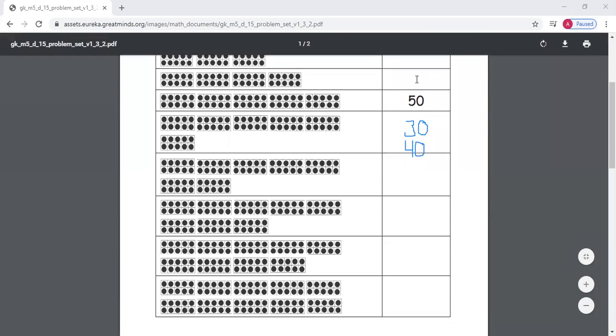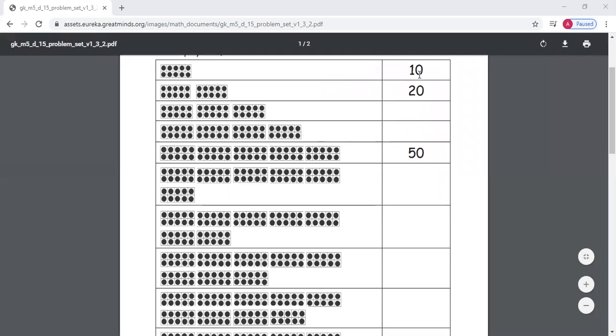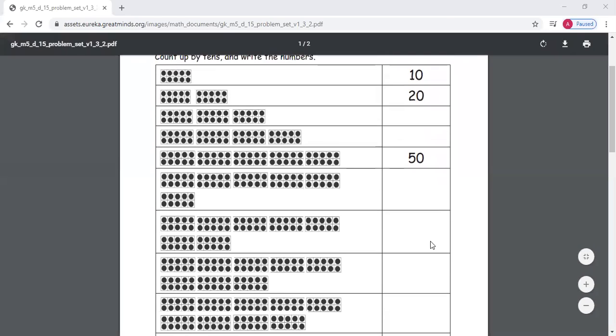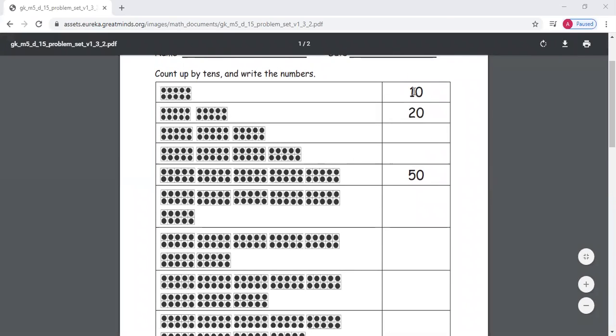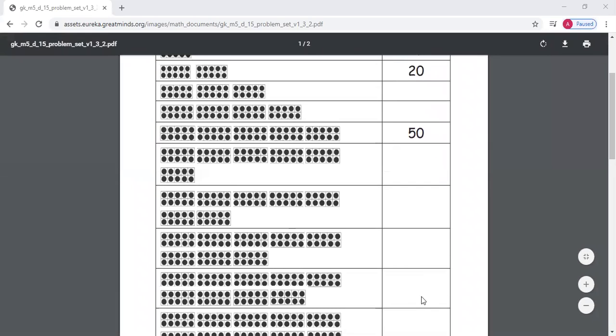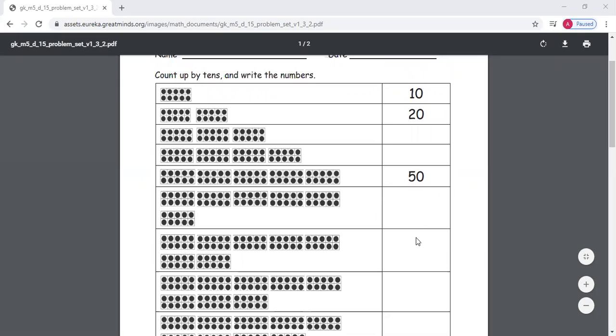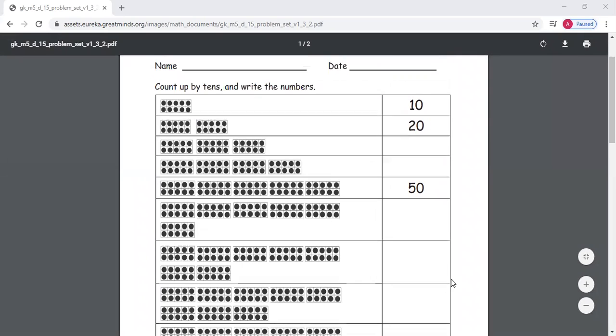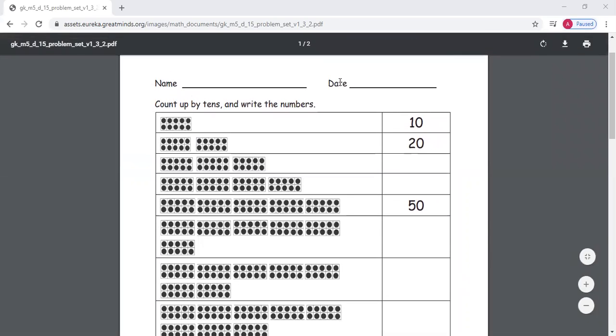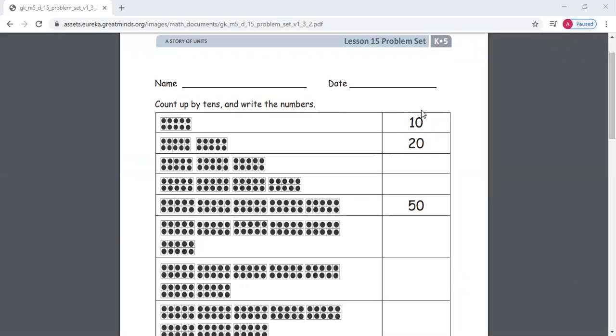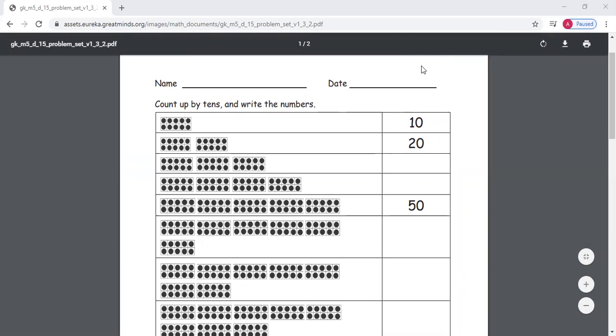When you're done writing the numbers 10 to 100 by tens, practice as we did, counting from 10 to 100 by tens. So practice counting from 10 to 100 by tens. All right, great job, guys, today. Counting from 10 to 100 by tens.